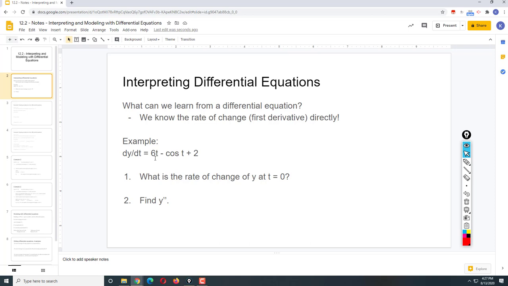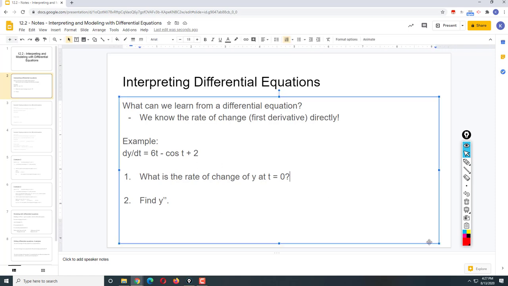Okay, first question, what is the rate of change of y at t equals 0? The rate of change is just the derivative. So we're looking for the derivative at t equals 0. We're given the derivative, we have the differential equation. The derivative is 6t minus cosine t plus 2. So we can plug in the 0. So it's 6 times 0 minus cosine 0 plus 2. So we get negative 1 plus 2, which is 1.